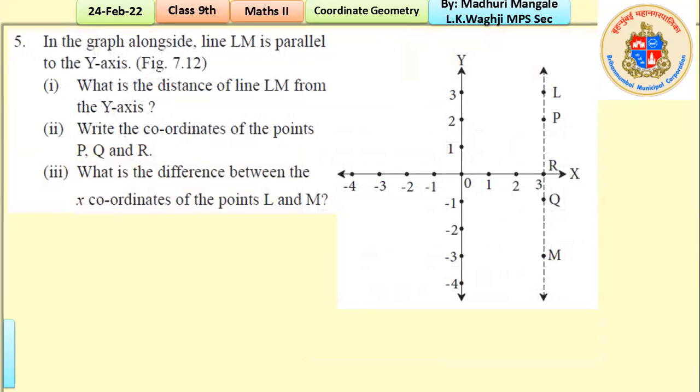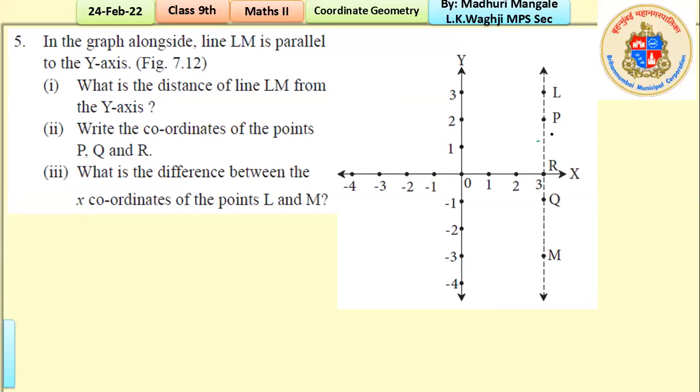Next we have this question, again a very important question. It can be asked for 3 marks. In the graph alongside, line LM is parallel to the y-axis. What is the distance of the line LM from the y-axis? So we just need to find what is the distance of this line LM from the y-axis.